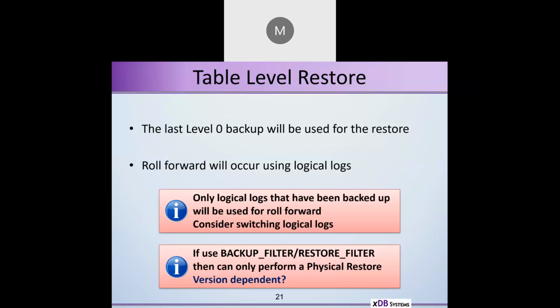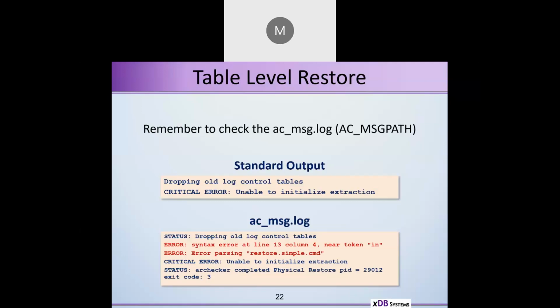Maybe that's version dependent, so I'm not too sure on that. Something to note: we mentioned how output goes to standard out, and also the AC message.log is the default name. If you start running into problems and you're looking at standard output and you're like, okay, this is really vague, I've just got this critical error, I don't know what's going on here, and it gets confusing, look at the AC message log, and it will usually give you a little bit more information to go on.